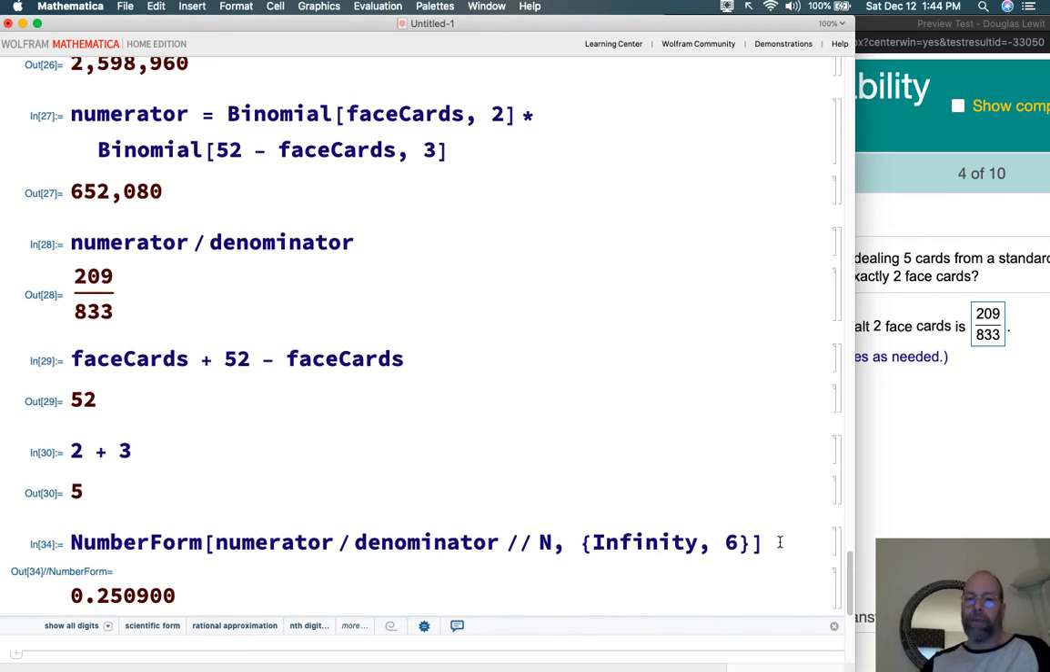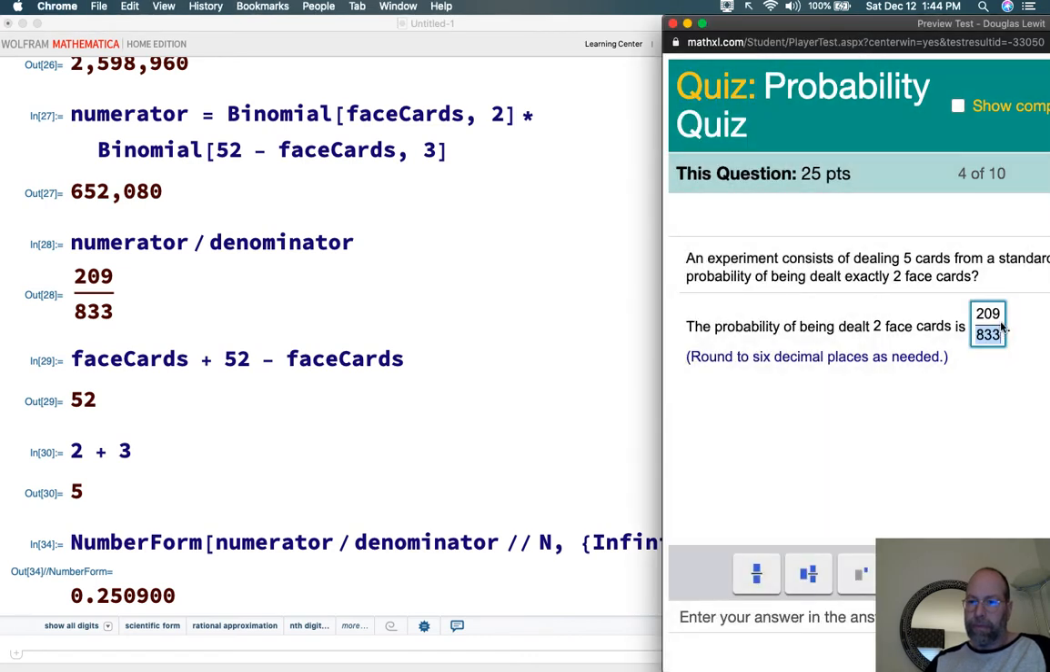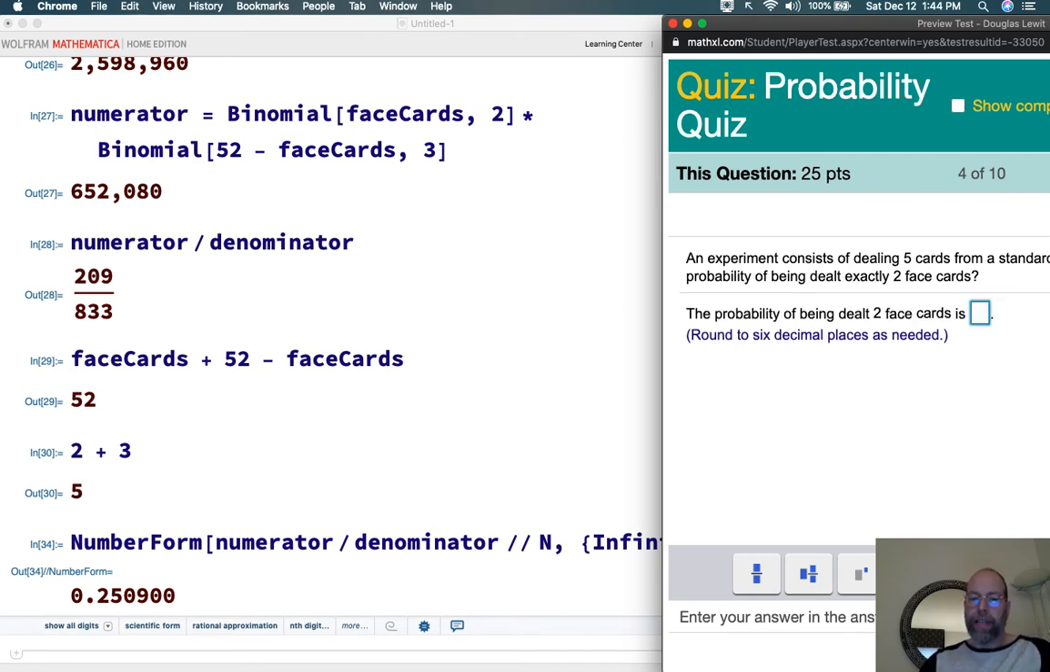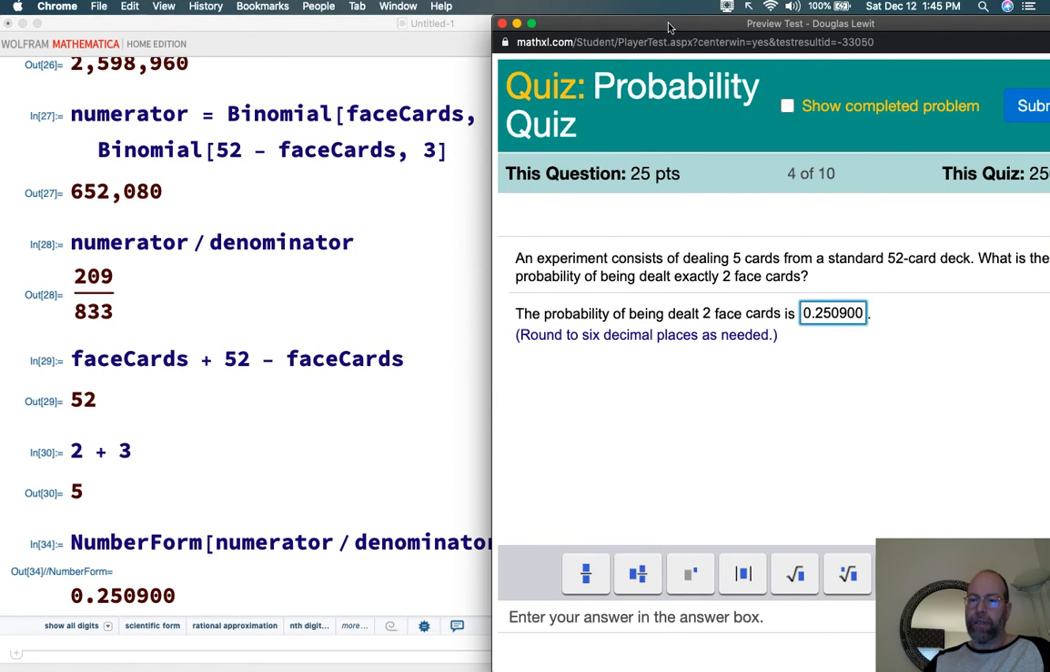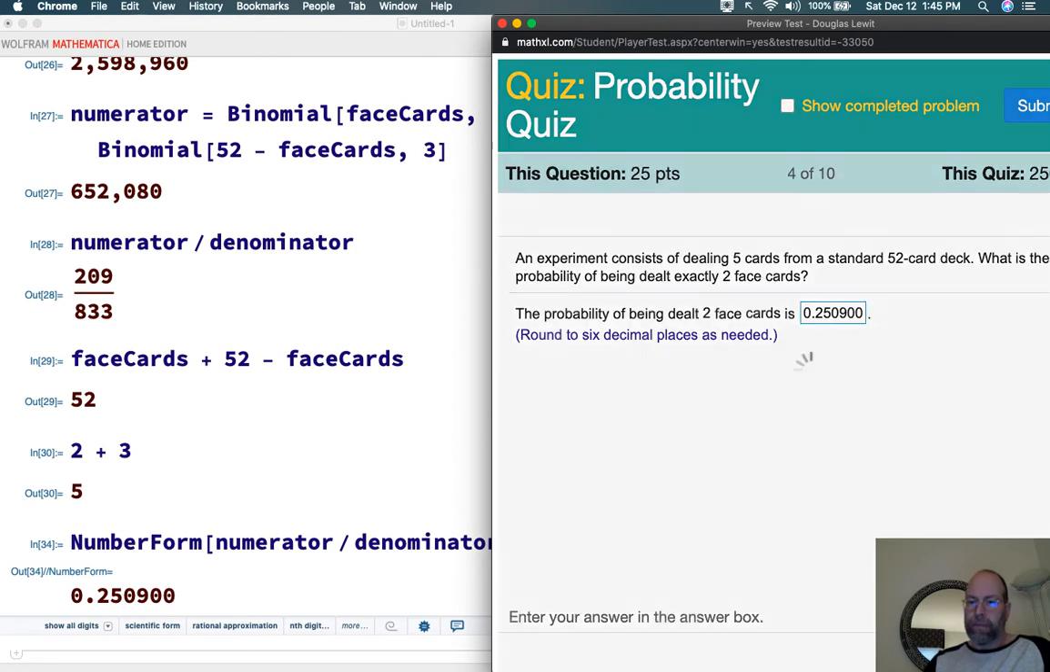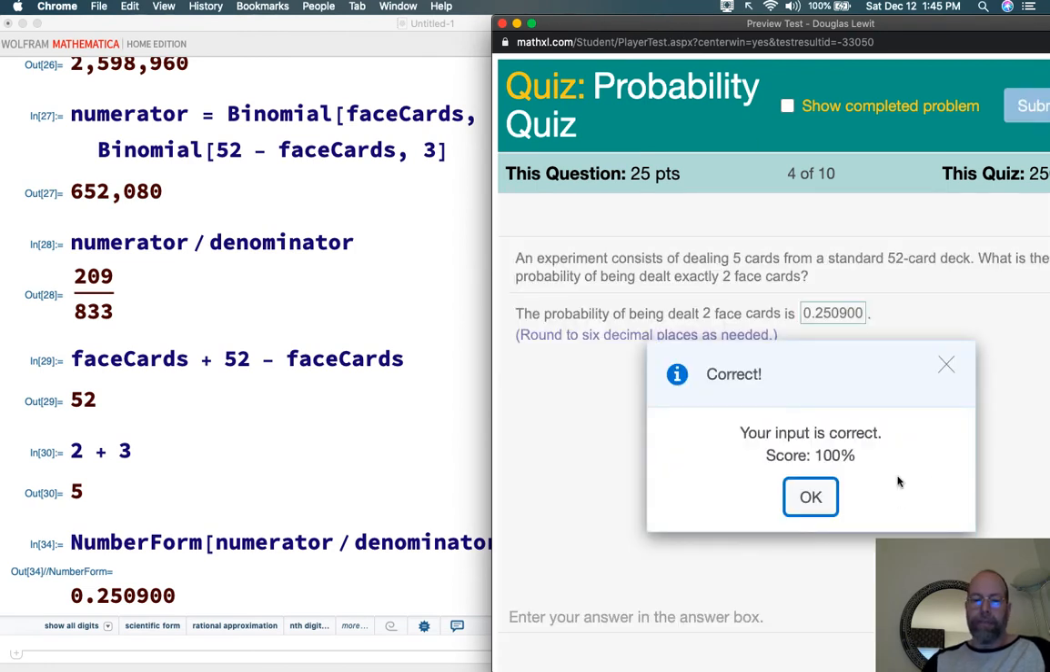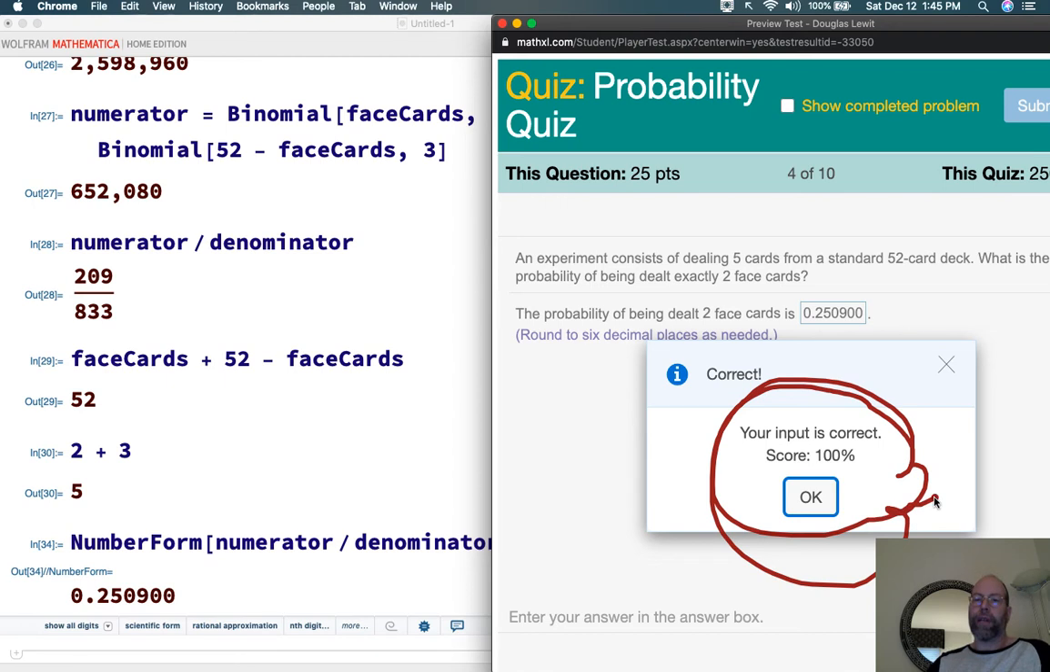Okay, so here we go. So the answer is 0.250900. That should be correct. Yeah, your input is correct. Score, yay, 100%. Okay?